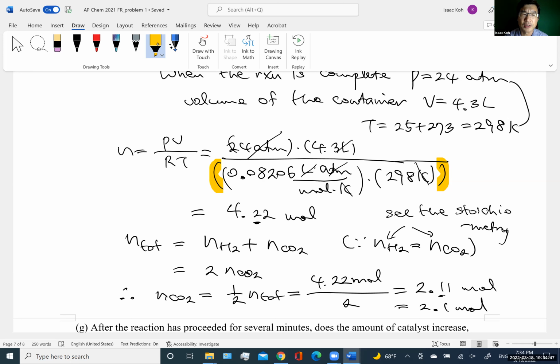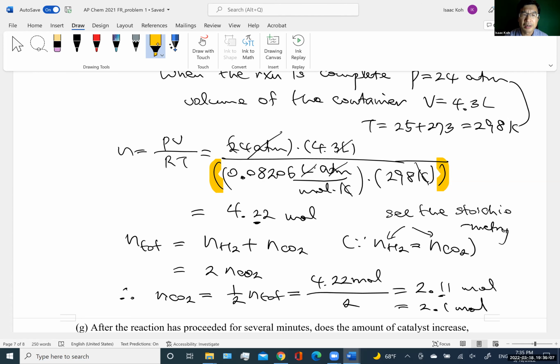Let's think about sig figs. 24 is 2 sig figs, 4.3 is 2 sig figs. The other numbers have more than 2 sig figs. Then our final answer should have 2 sig figs. The answer is 4.22. Let me underline the second sig fig. And this is not a final answer yet, so let me carry this one.